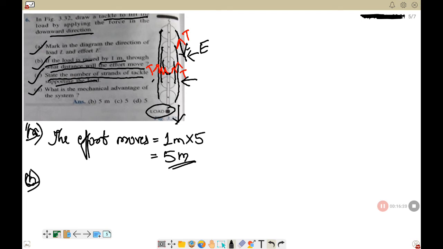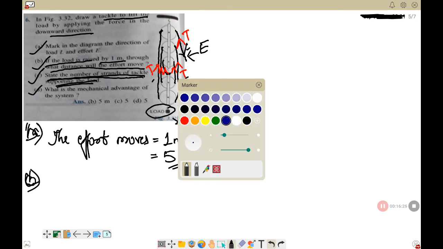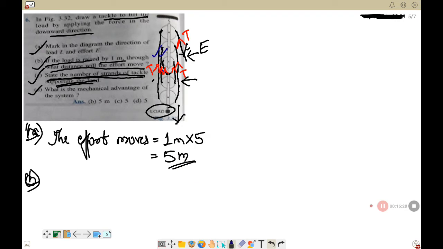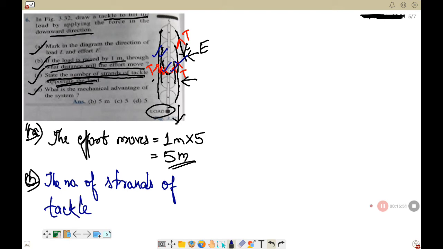Number C says, state the number of strands of the tackle. So, how many strands are there? If I change the color here, you see 1, 2, the second string, 3rd, 4th, 5th segment of the string. So the number of strands which is supporting the load is how many? 5. So the solution for number C will be the number of strands of tackle supporting the load equals 5.